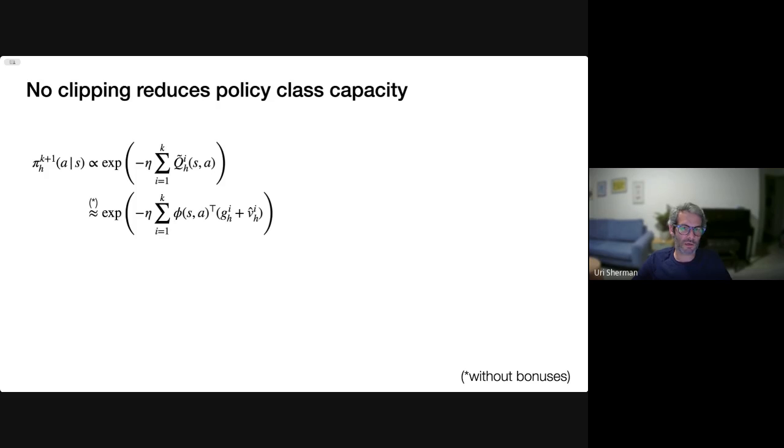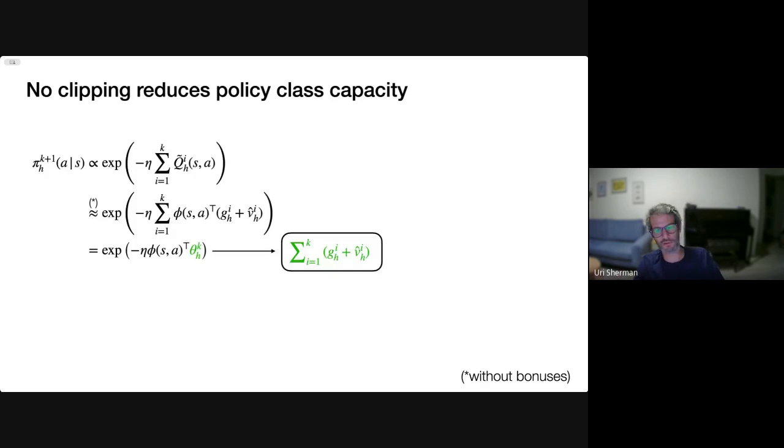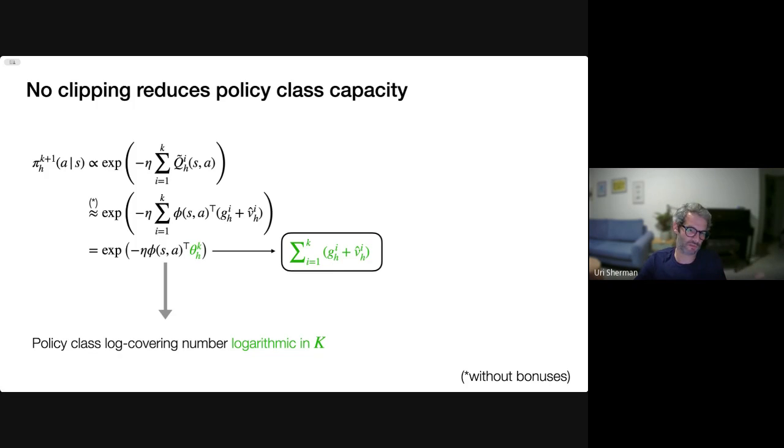So the first observation made in our work is that this is not very surprising, but if we don't clip, then this sum of linear functions can be thought of just as one linear function with a parameter that is only d-dimensional. I just pull the phi SA feature outside of the sum. And while this d-dimensional vector can have magnitude that depends on k, it won't have dimension that depends on k. And so by standard arguments, the policy class now has log covering number that is logarithmic in k. As a result, our bounds will scale with log k, even after applying the uniform concentration argument.